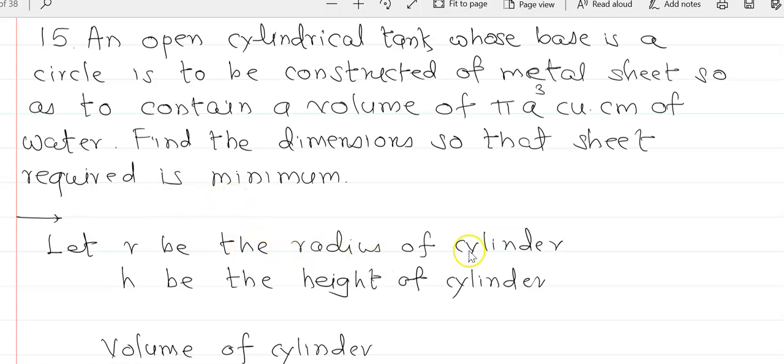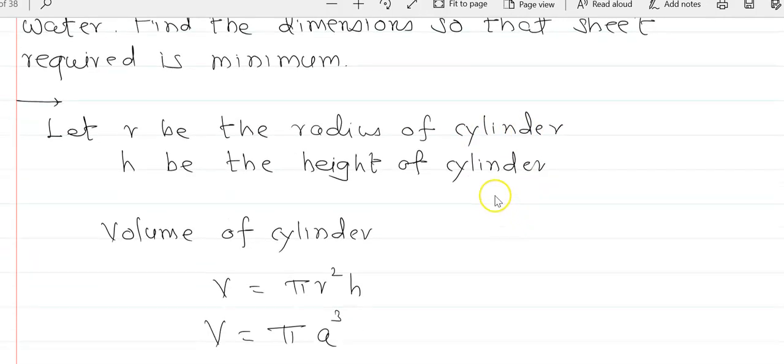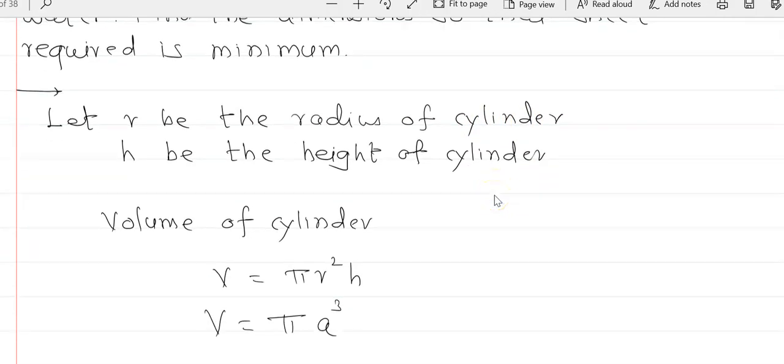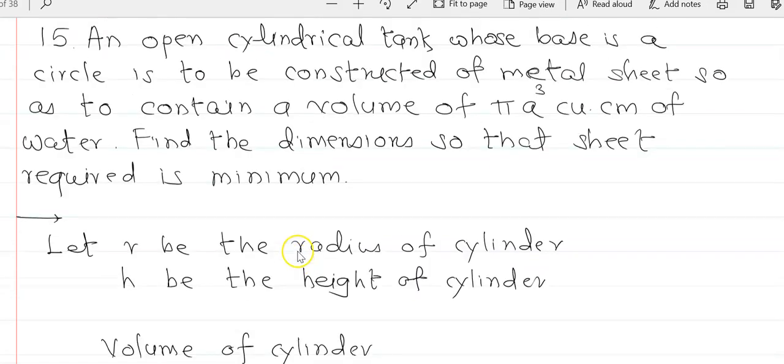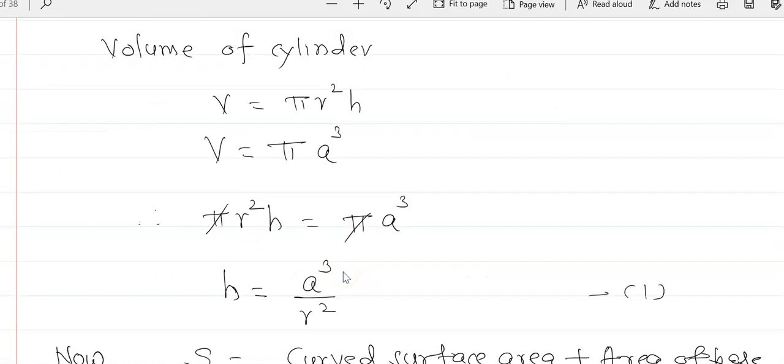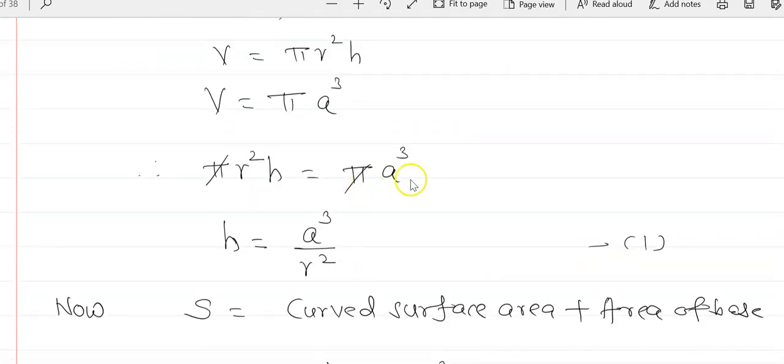Let r be the radius of the cylinder and h be the height of the cylinder. Volume of cylinder V is equal to πr²h. Therefore, V is equal to πa³, since we are given this value of V. We substitute πa³ here. This π gets cancelled. Now h is equal to a³ upon r².